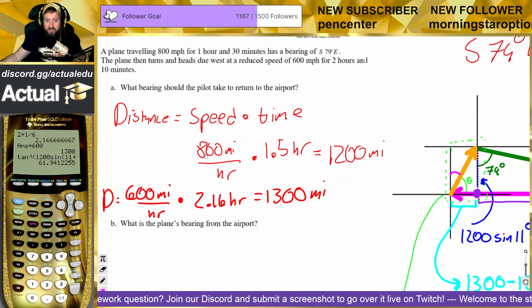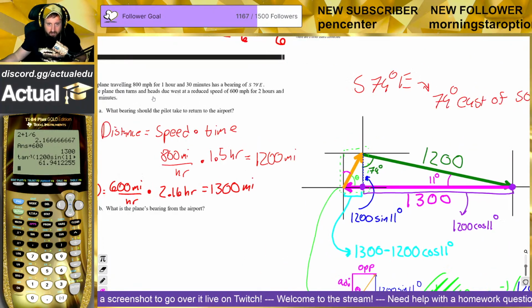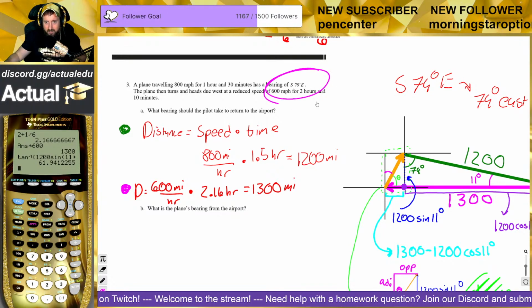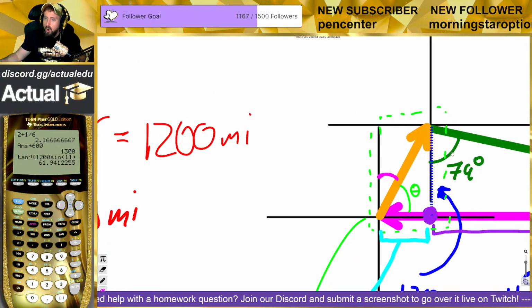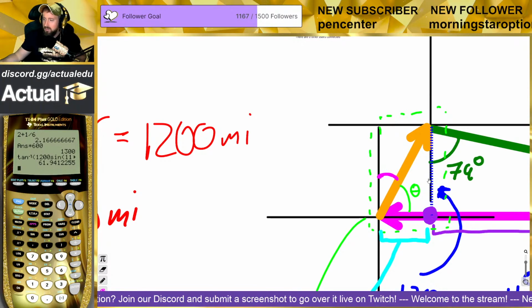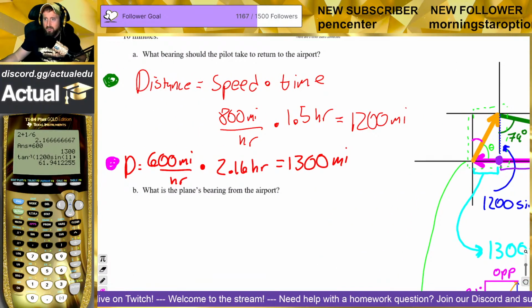Inscribed angle theorem. It said, what is the plane's bearing from the airport? Wait, didn't we say that? Isn't that what this is? No, I think the bearing is like, because the airport. Oh, they're saying if I'm the airport and I'm looking this way? Well, isn't it just the same thing? But no, it would be like pointing south or something like that. Well, let's see. What did this answer have?